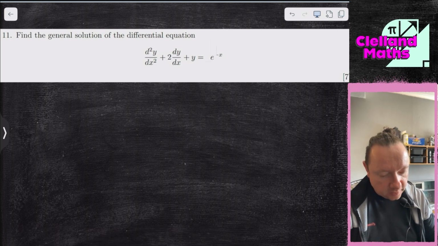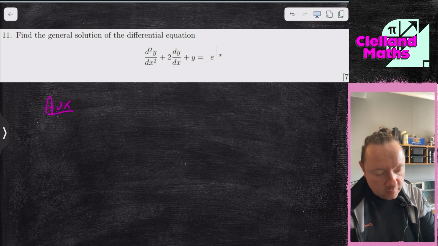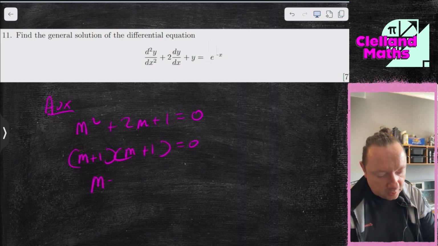Find the general solution to this differential equation. So we look at our auxiliary equation first. That's m squared plus 2m plus 1 equals 0. So we can immediately solve that to get m plus 1 and m plus 1, and therefore m is minus 1. And we've got a repeated root.